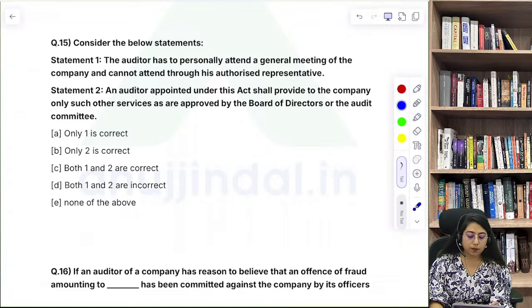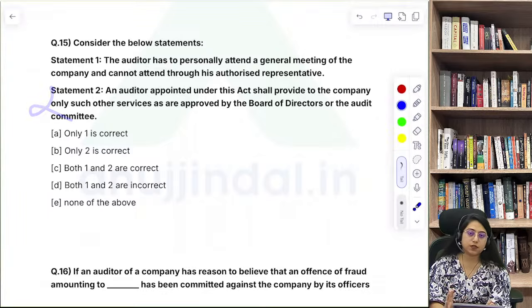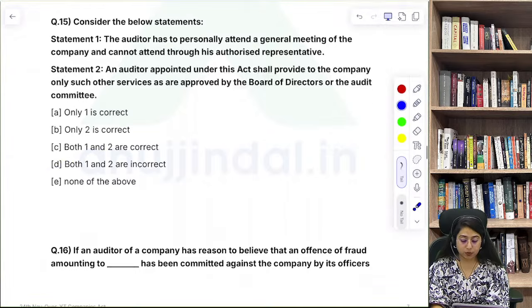Since they are not mentioning these services over here, there are certain services for an auditor which are prohibited to be provided. This makes these statements incorrect, because for such services there is a requirement for the approval by the board of directors. Okay. So D is the correct option over here.